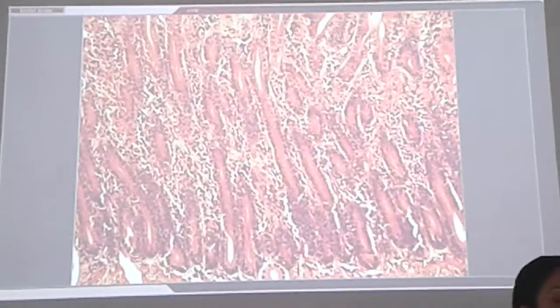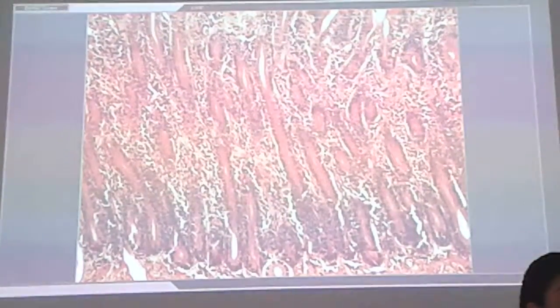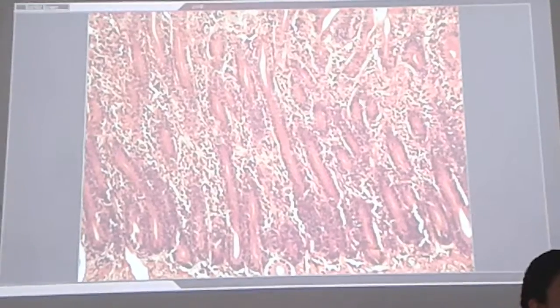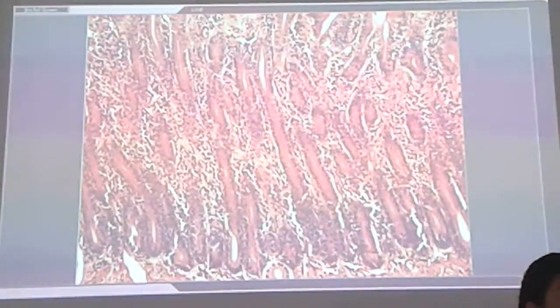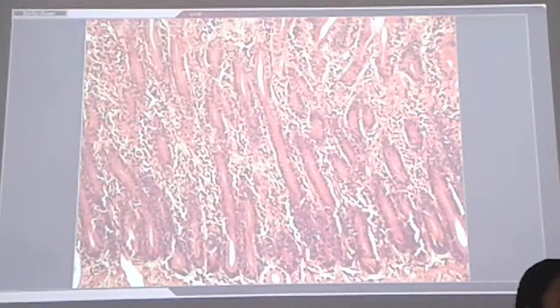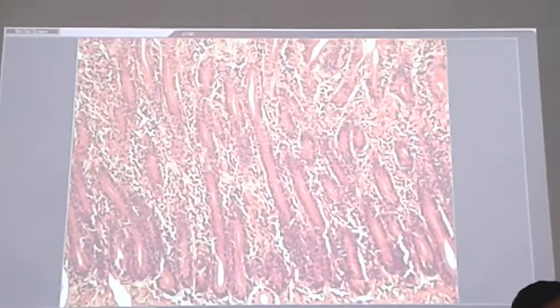See, I'm still in the mucosa. These structures are infoldings of the epithelium, and in transverse section, you see these round structures. These are called Lieberkühn crypts, okay?